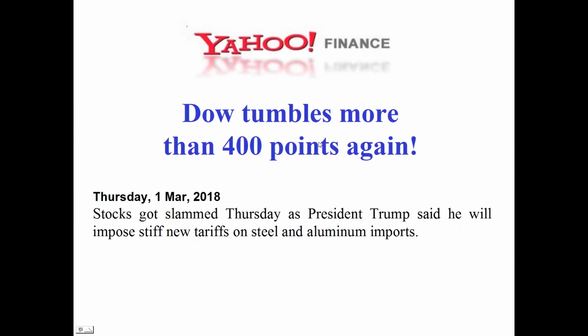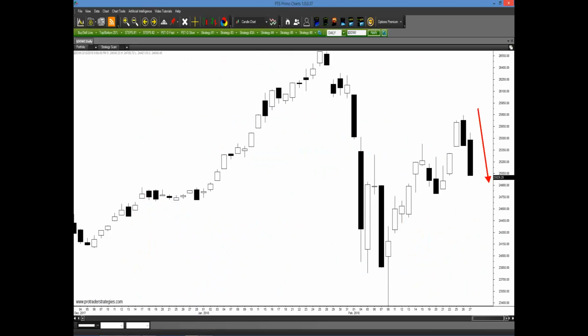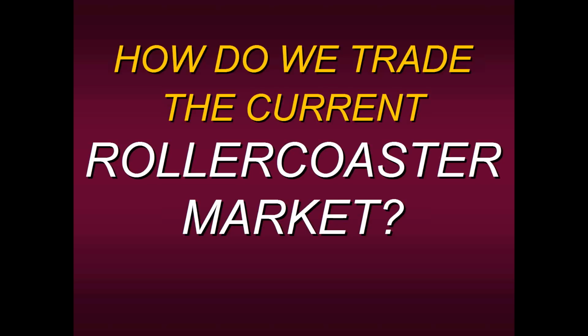And then this past week, the Dow tumbles more than 400 points again. This was coming into Thursday, not including Friday. Friday kind of stabilized a bit, but stocks got slammed Thursday as President Trump said he will impose new stiff tariffs on steel and aluminum imports. Okay, there's always going to be a reason why the market does something, but as we can see here, it's been a wild ride, and a lot of traders are frustrated and very frightened because you have to ask yourself, how do we trade the current roller coaster market?